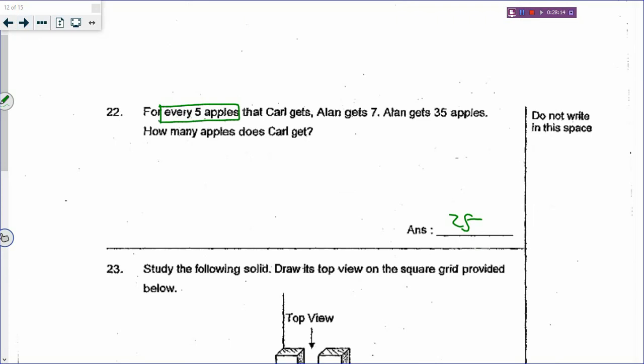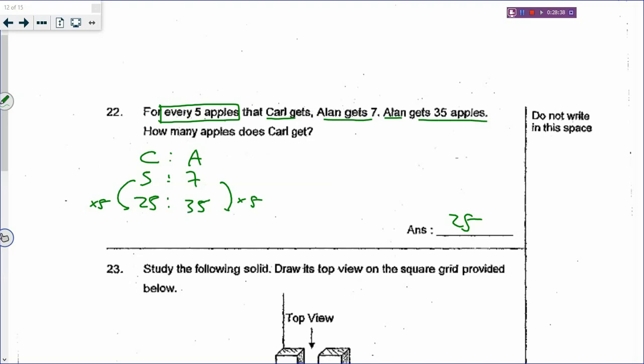So for every 5 apples that Carl gets, so Carl gets 5, Alan gets 7. Alright, and then what happened? Alan gets 35 apples. So Alan gets 35 apples. And how many apples does Carl get? So you find the missing number. 7 times 5 and 5 times 5. And you get 25 is to 35.